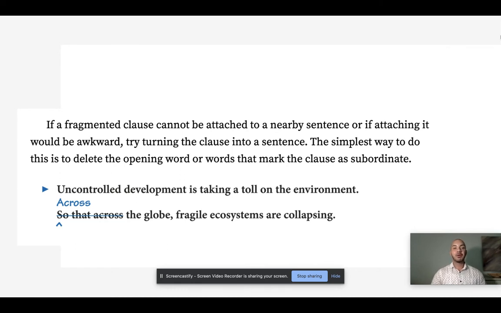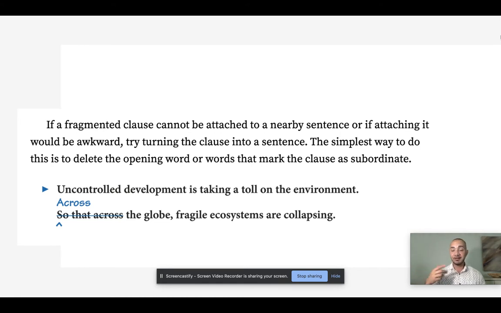Sometimes a fragmented clause cannot be attached easily to a nearby sentence, or attaching it creates a kind of awkward feeling. So what we can do then is turn the clause into a sentence, and sometimes the simplest way to do that is not to add, but to delete. So if we look at the example on the screen, "Uncontrolled development is taking a toll on the environment. So that across the globe, fragile ecosystems are collapsing."